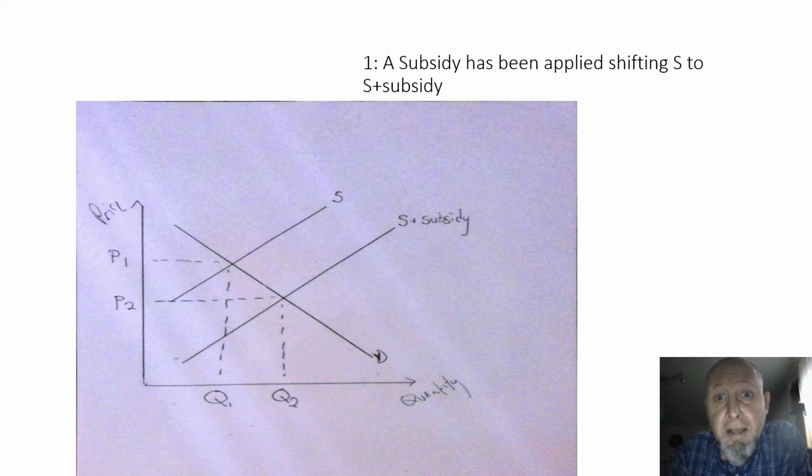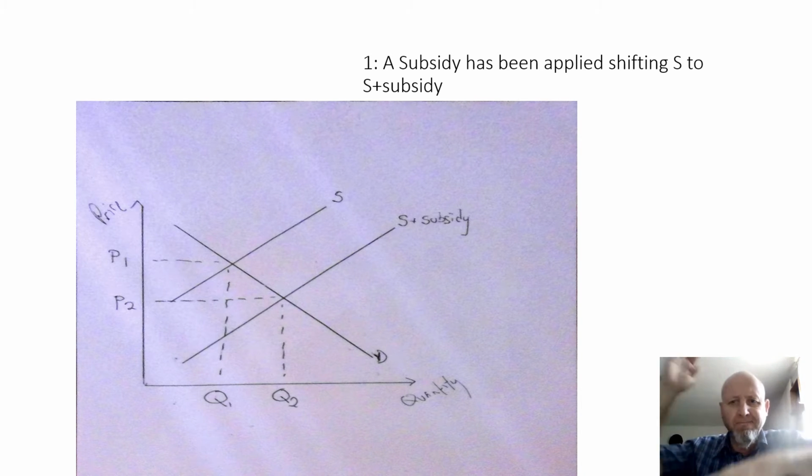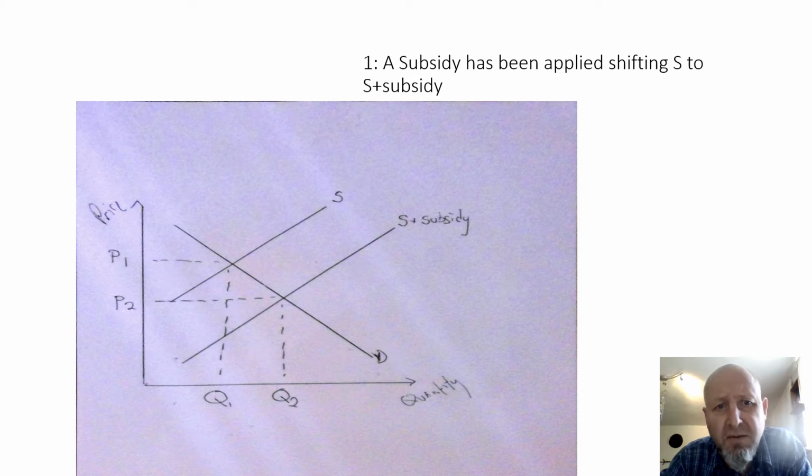So, a subsidy has been applied, and this shifts the S-curve to the right to S plus subsidy. You will observe I'm missing the arrow denoting the shift. I won't do that again. So as you can see, the price has fallen from P1 and the quantity demanded has risen from Q1 to Q2. My hand is sore, so I should have put an arrow there as well.